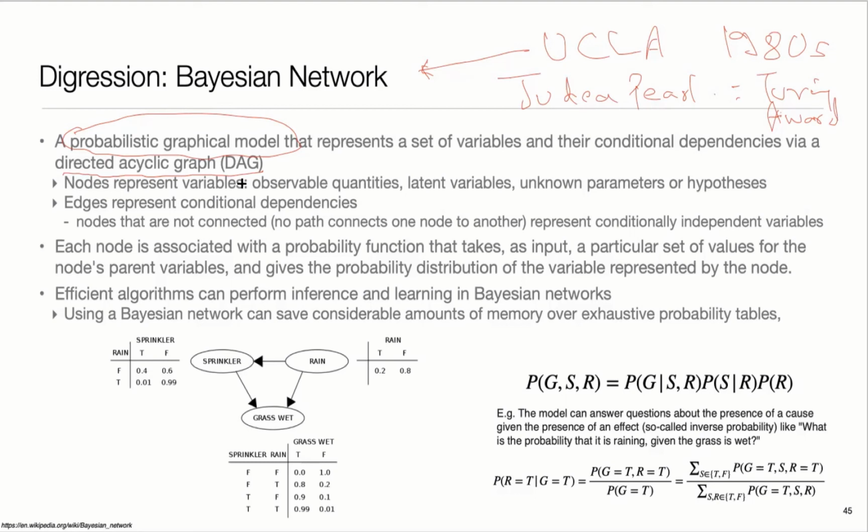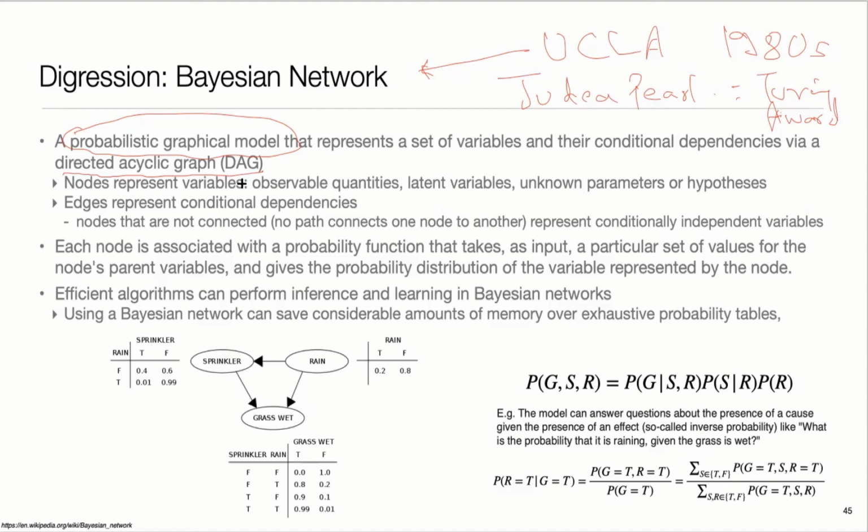So nodes here represent variables which are of interest in my system. There could be sensor observations, there could be hidden variables, there could be unknown parameters, right? Anything which you can reasonably think of as a random variable would be there. A variable which is a fixed value is basically a trivial random variable, okay? Edges represent conditional dependencies. So it is saying that if two nodes are not connected, that is, there is not a path which goes from node A to node B, then that basically means that these nodes are conditionally independent.